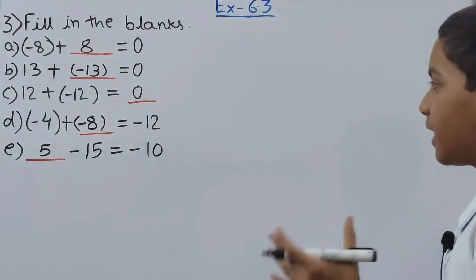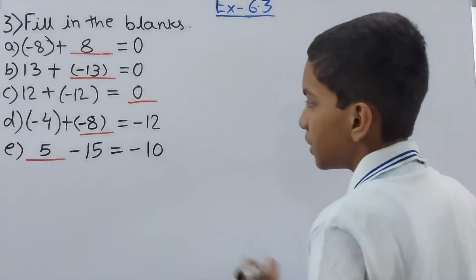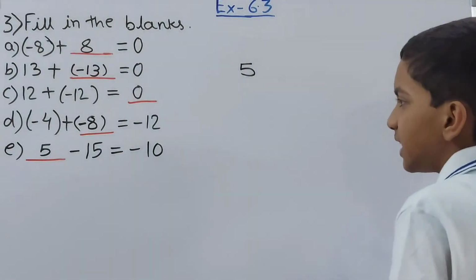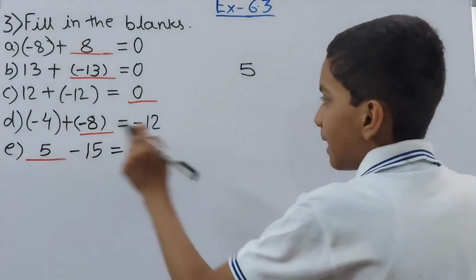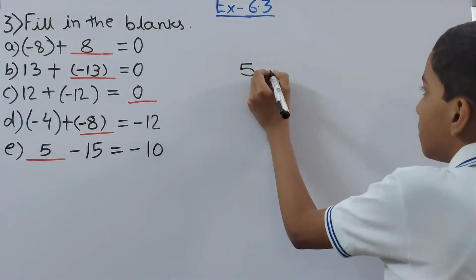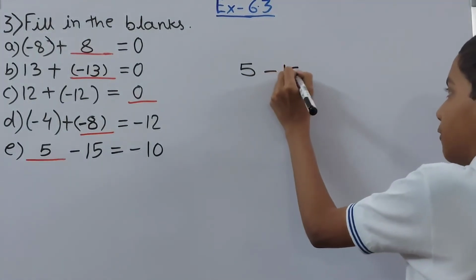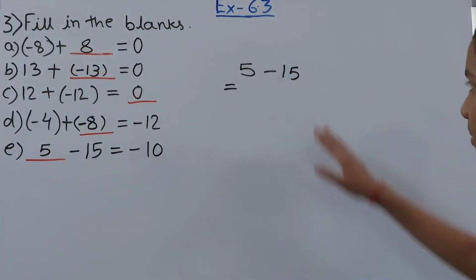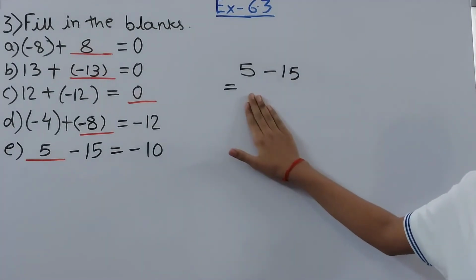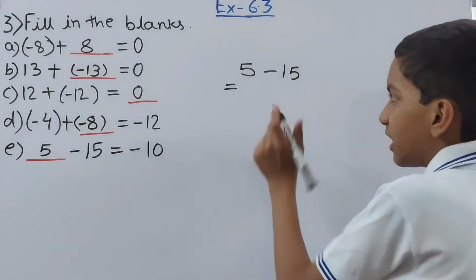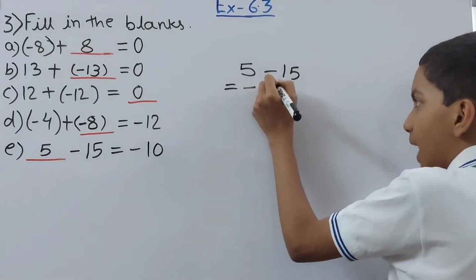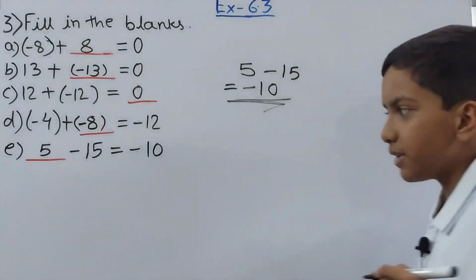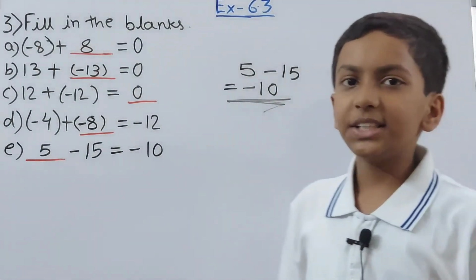Alright. Now friends, let us solve this question right here. As you can see, this 5 will be as it is. Now here we have plus and minus, that is minus, so this will be -15. The two numbers have different signs, so we need to subtract them. So 15 minus 5 is 10, and 15 is greater than 5, so this is -10. As you can see, we are getting -10 here and here as well. That means our answer is correct.